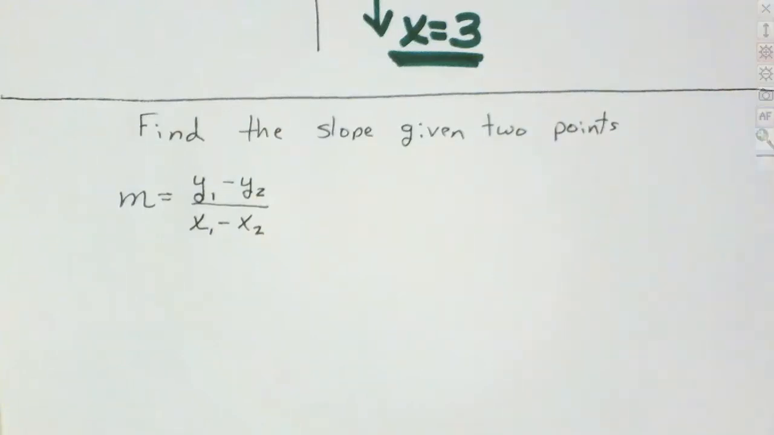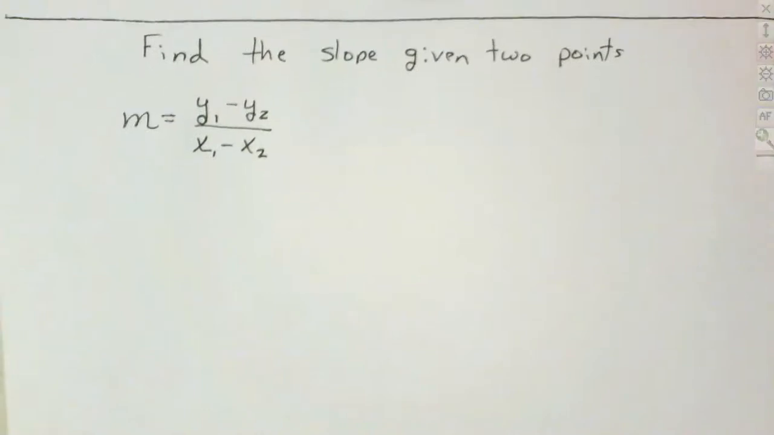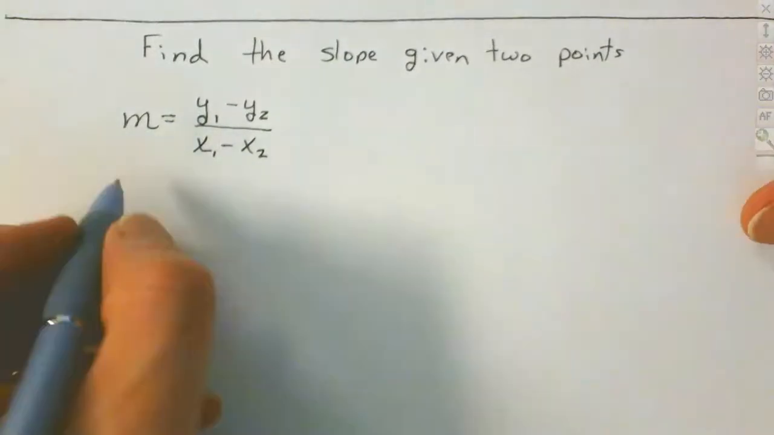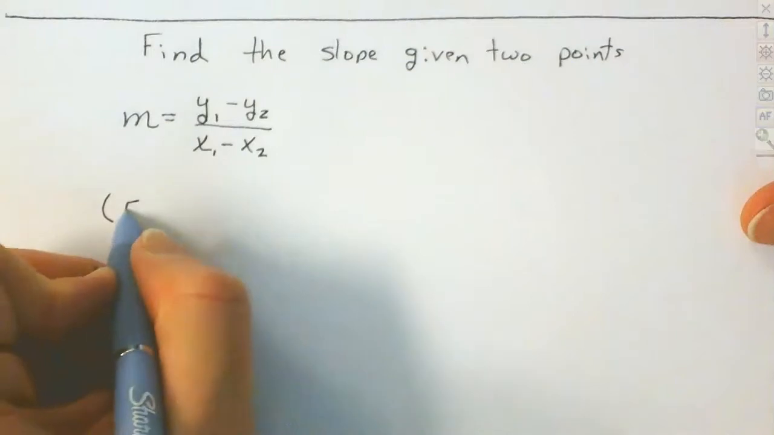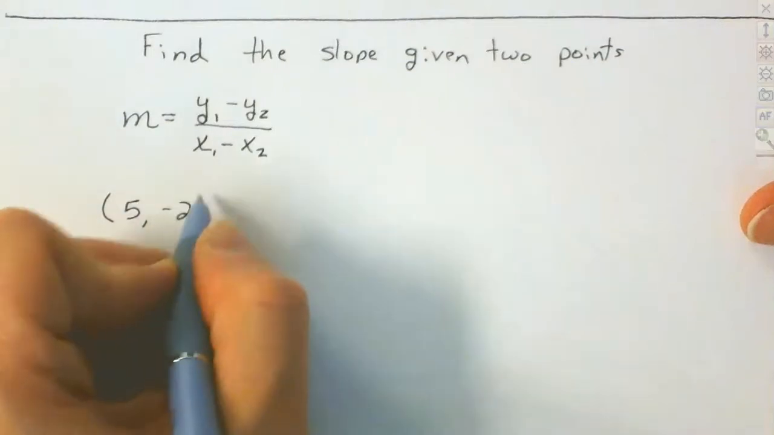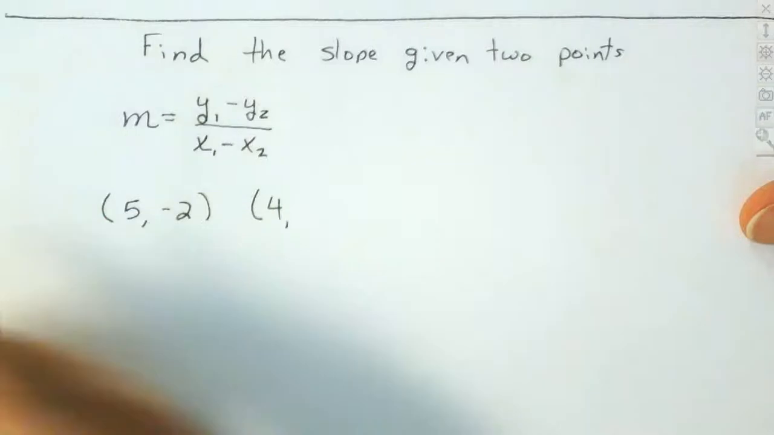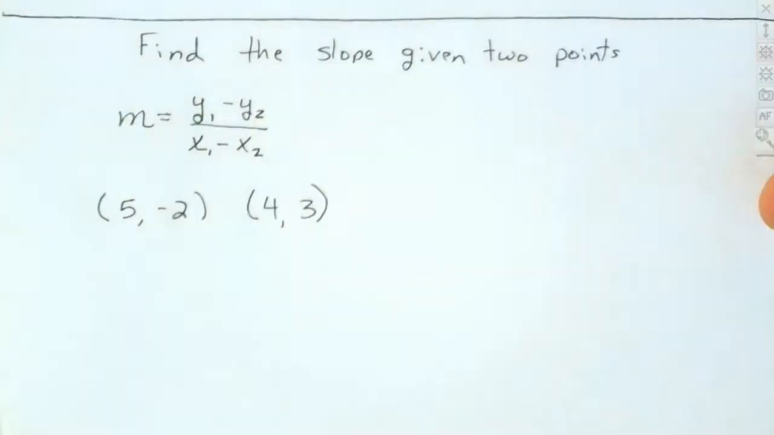So all we have to do is calculate. So we're going to be calculating this slope. I'm going to give you 2 points. You're going to find the slope. So let's say I give you 5, negative 2, and 4, 3. Now, what we have to be careful of is the double negatives if we have them. And sometimes we do have them.